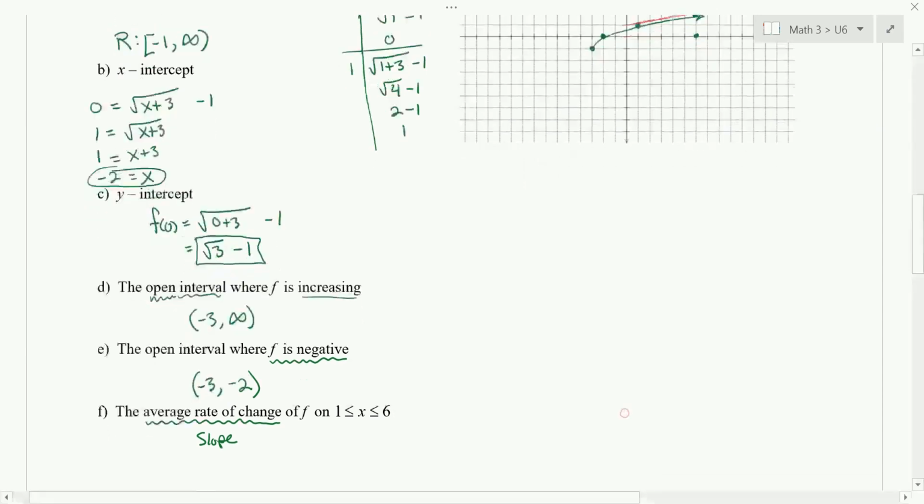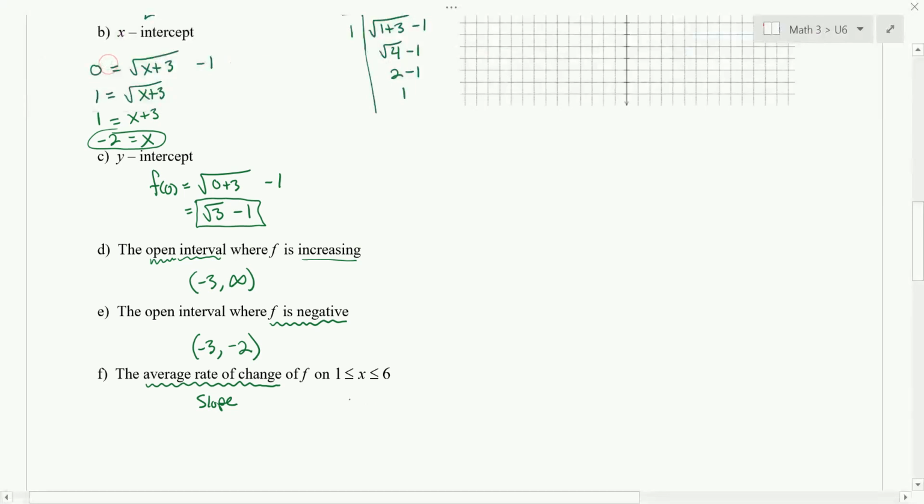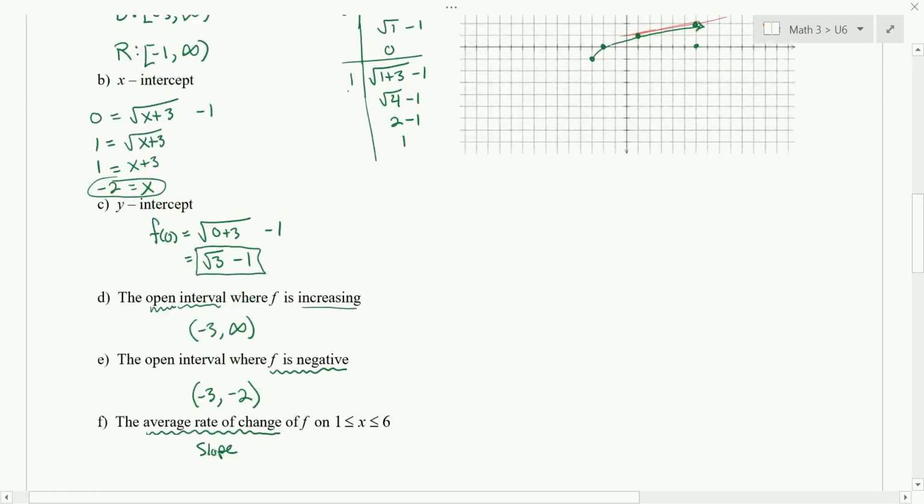So we need to find two coordinates. We know, well, when x is 1, what do we get for y? And we already did that in our table here, right? We plugged in a 1 and we got a 1. So 1, 1 is one of our coordinates. And the other one, we have to plug in a 6 for x. So I'll go back to our table. If we plug in a 6 for x, we get the square root of 6 plus 3 minus 1, which is 2. So I plug in a 6 for x, I get a 2 for y.